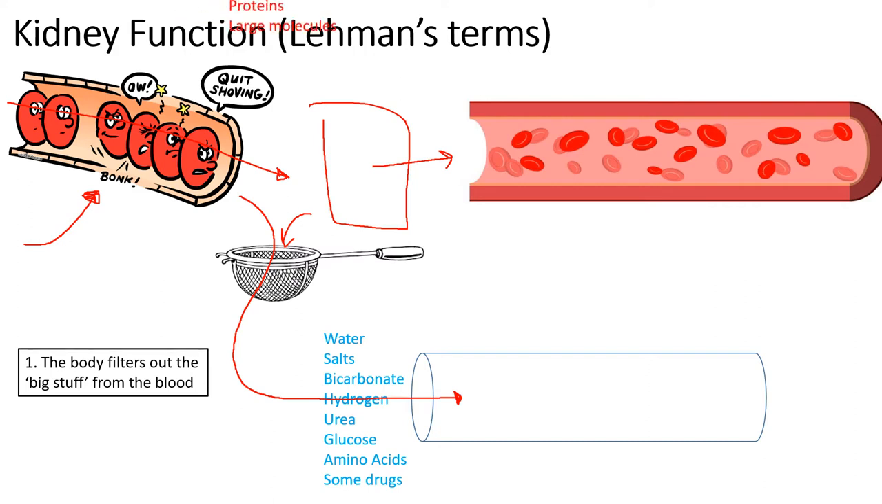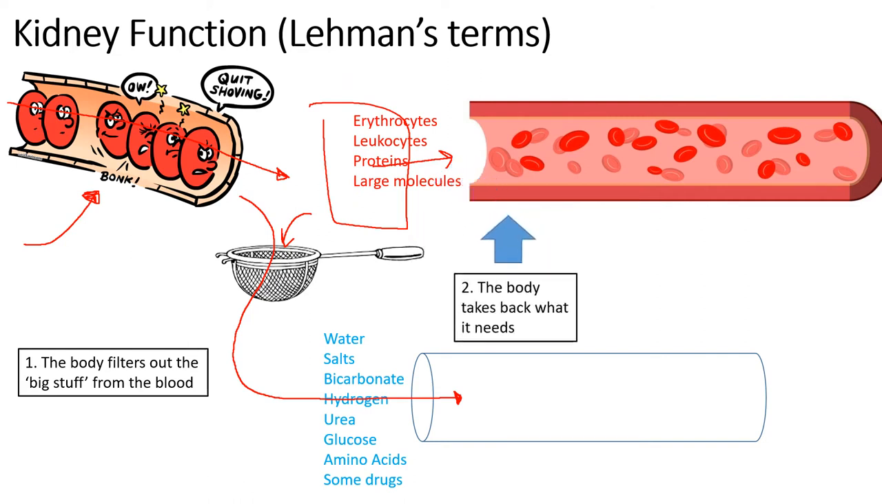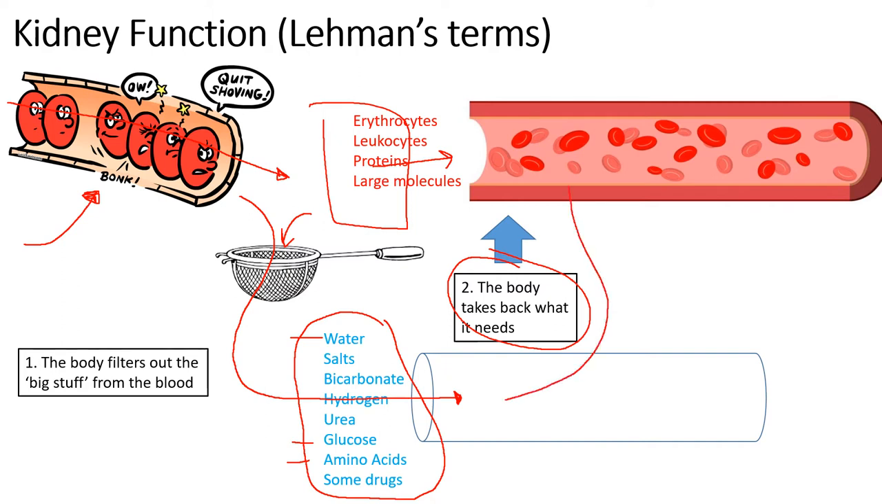Well, the second thing that happens is that some of this stuff here is really important, particularly glucose and some amino acids and water. So the body takes back what it needs. So after having filtered the small stuff, it will then pass it back into the bloodstream.